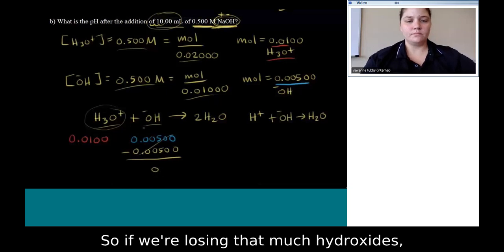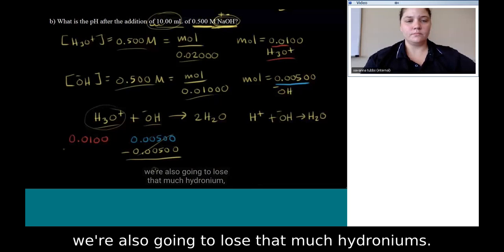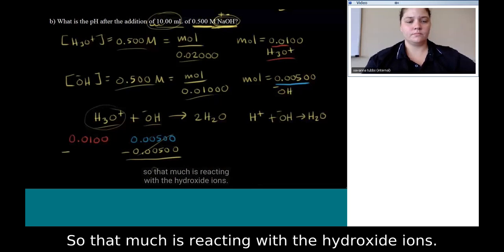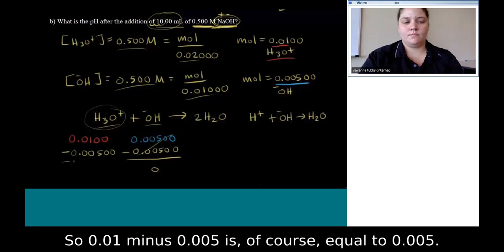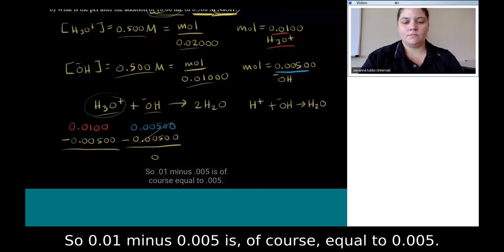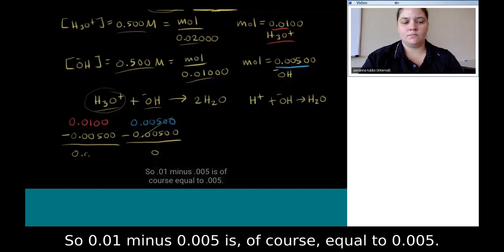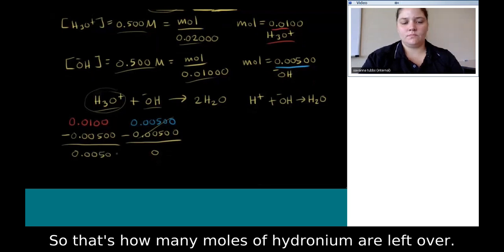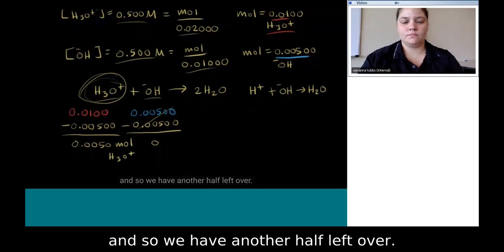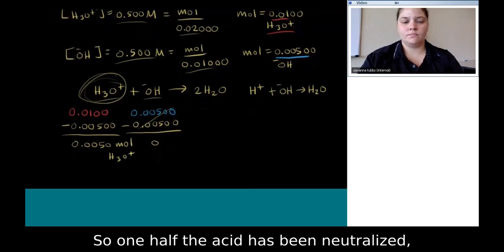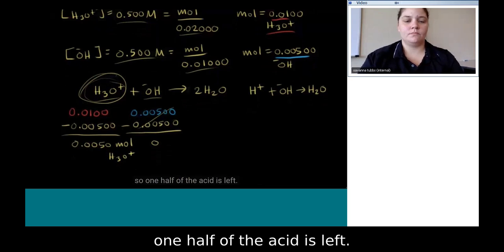So if we're losing that much hydroxide, we're also going to lose that much hydronium. That much is reacting with the hydroxide ion. So we're losing the same amount of hydronium ions. So 0.01 minus 0.005 is, of course, equal to 0.005. So that's how many moles of hydronium are left over. We've neutralized half of the hydronium ions present, and so we have another half left over. So 1/2 of the acid has been neutralized, so 1/2 of the acid is left.